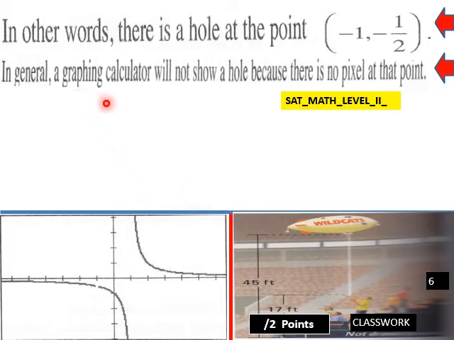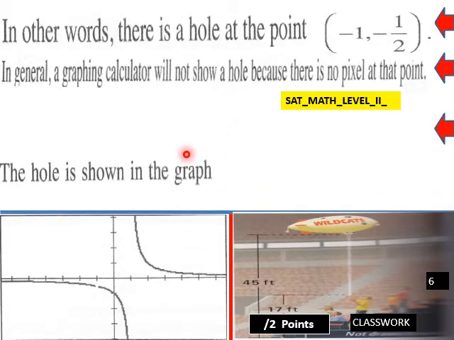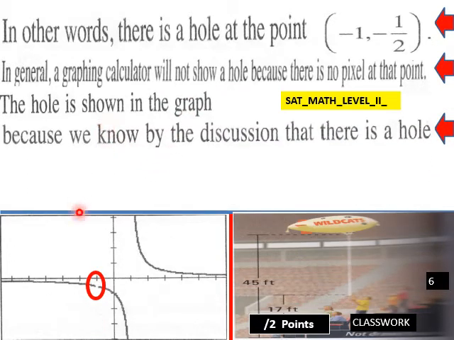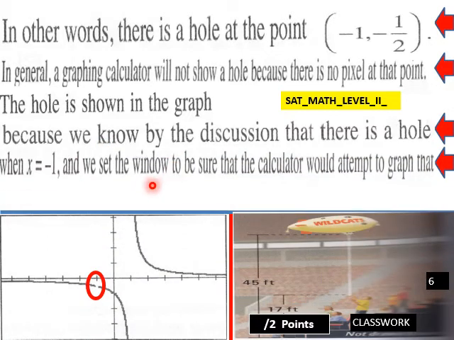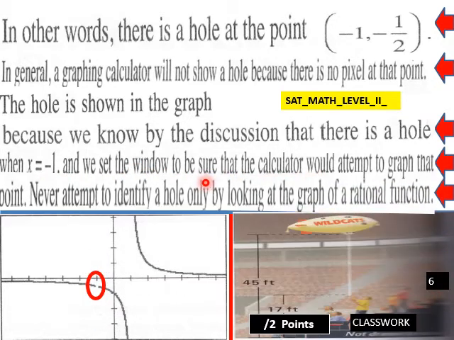In general, a graphing calculator will not show a hole because there is no pixel at that point. The hole is shown here in the graph. Your hole is right there. Because we know by discussion that there is a hole when x equals negative 1, and we set the window to be sure that the calculator would attempt to graph that point. Never attempt to identify a hole only by looking at the graph of a rational function.